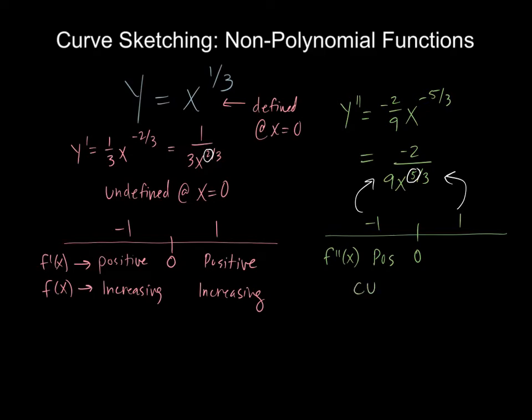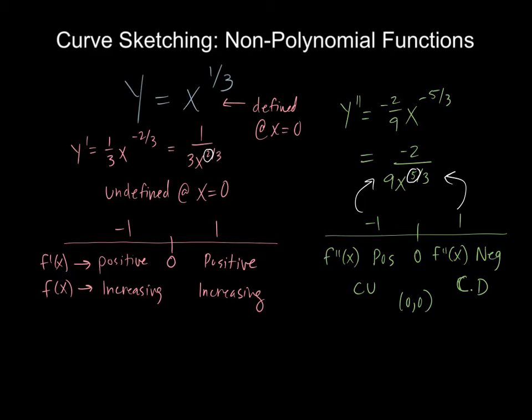And f double prime of 1 is negative, which tells me my function is concave down. So I have an inflection point at 0, 0. So 0, 0 was the one point we were worried about. It turned out not to be an extreme value, min or max, but it did turn out to be an inflection point. So what does a function look like that always increases, that has an undefined derivative at 0, and has an inflection point at 0, 0?